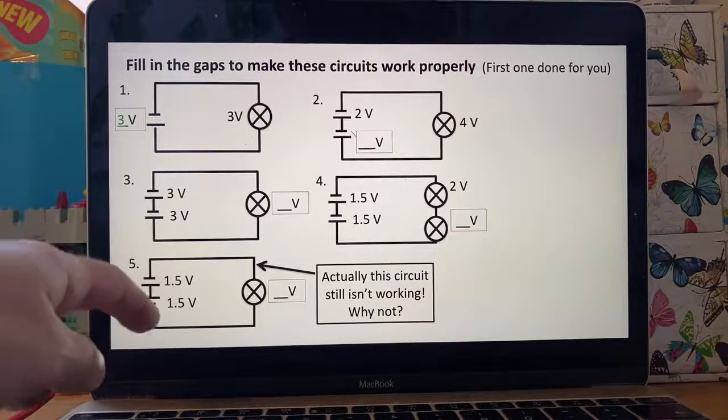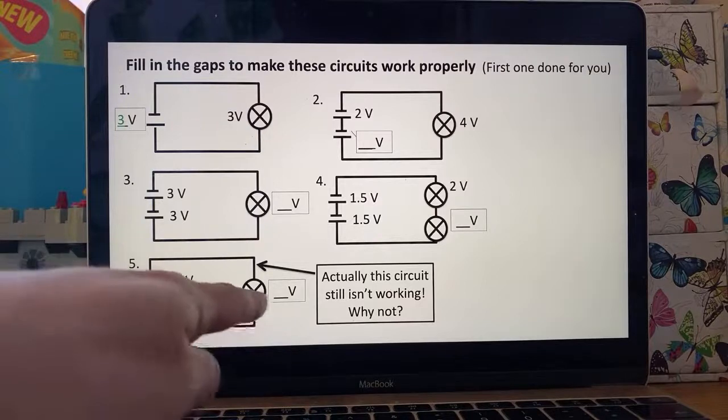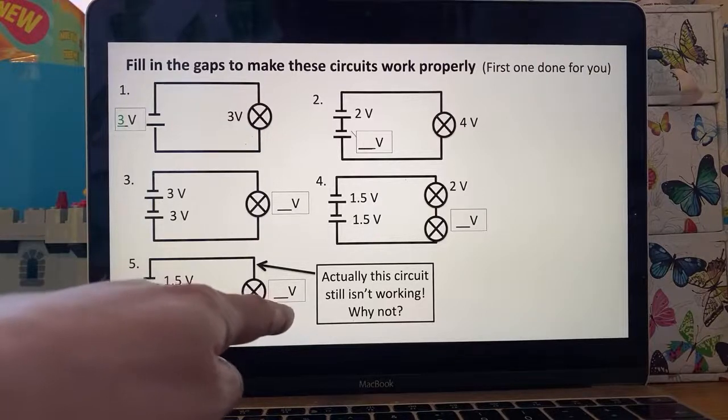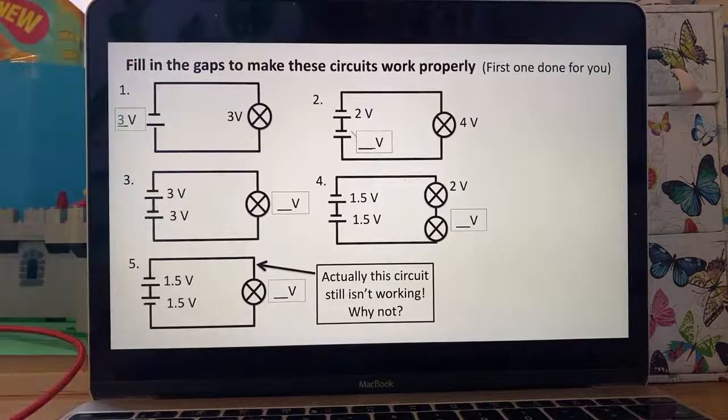Question 5, 2 1.5-volt batteries connected to a bulb of mystery voltage. What is that? And actually that circuit's still not working. Why not?